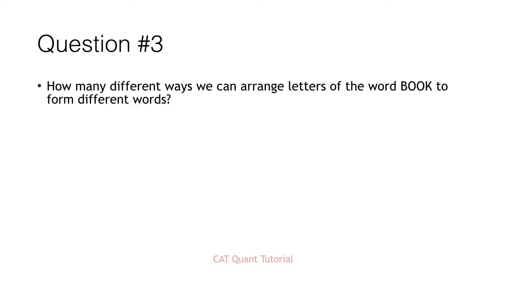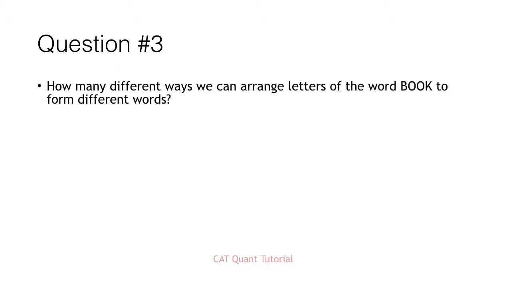Okay, coming to the next question. How many different ways can we arrange the letters of the word BOOK to form different words? I need to form different words using the letters of the word BOOK. If you see within that word, actually there are only 3 distinct letters. The letter O is repeating itself. We need to make words of 4 letters.